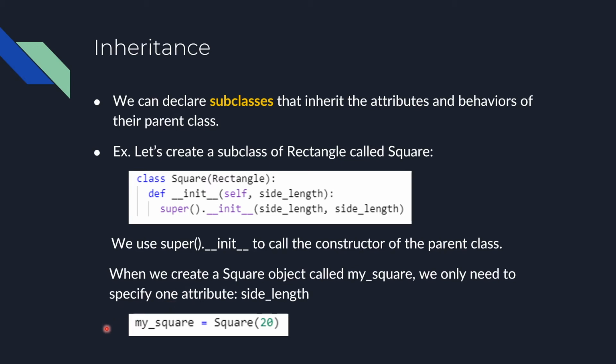And then down here is how we create our object, a square object. Like before, we call the name of the class, and then within the parentheses, we give it the arguments it wants. So for a square class, it only requires one argument, side length. So we gave it a side length of 20 and assigned it to the variable mySquare.